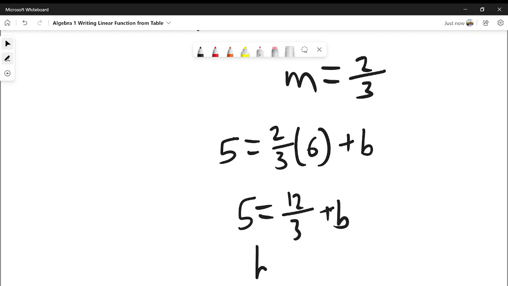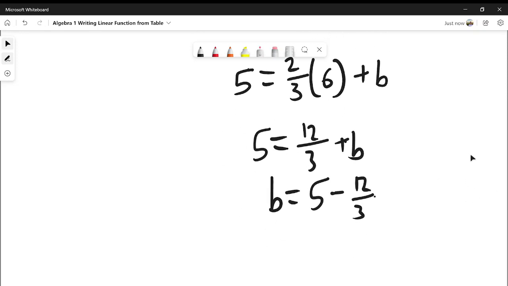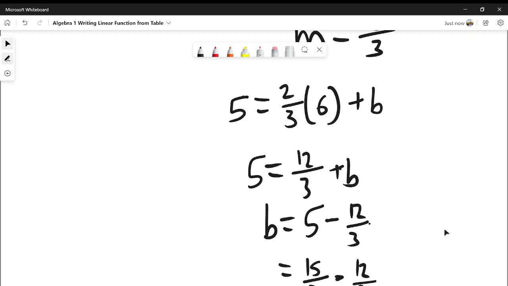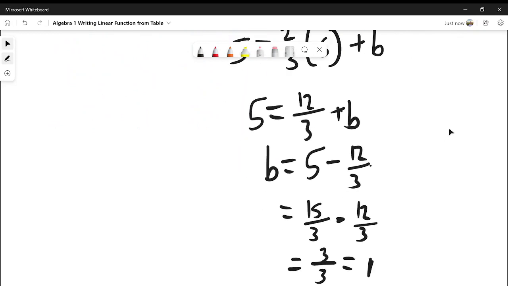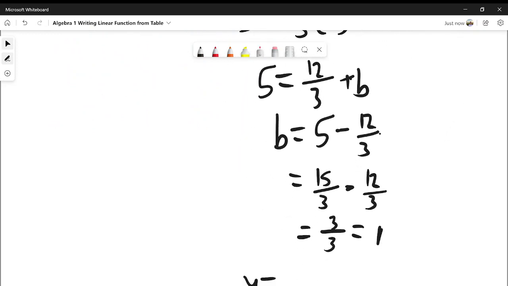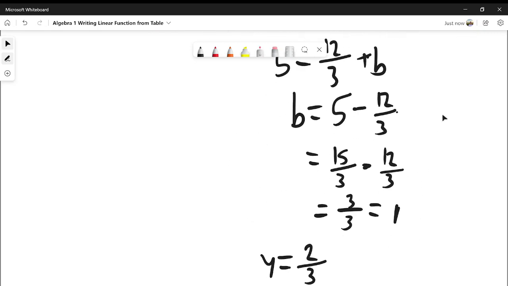And so that means that b is going to be equal to 5 minus 12 over 3. We're going to be subtracting fractions here, so we can convert that 5 into 15 over 3 minus 12 over 3 to have a common denominator. Then 15 minus 12 is 3, and 3 over 3 is equal to 1. So that means that our y-intercept is going to be equal to 1. And that means that our final equation for this table is going to be y equals 2 over 3 x plus 1. And that's our answer.